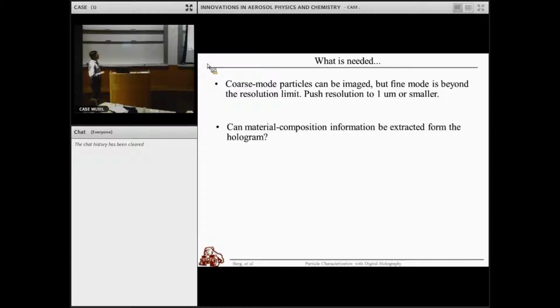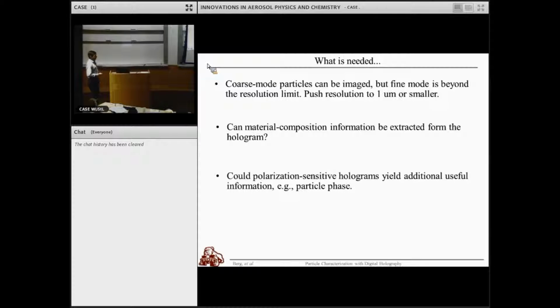However, other things to think about here, like can we incorporate material composition information in this process? Can we extract some information related to the material of the particle from the hologram? Because as it stands now, we just get silhouettes. Could polarization-sensitive hologram measurements yield useful information? For example, in maybe finding the particle phase, something like that.